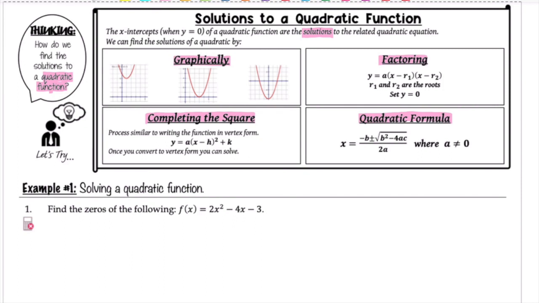So we are going to use the quadratic formula in today's lesson. We are going to do x equals -b plus or minus the square root of b squared minus 4ac, all over 2a, where a does not equal 0. This formula is found in your formula booklet, so you don't need to memorize it, but I'm pretty sure a lot of you guys already have.